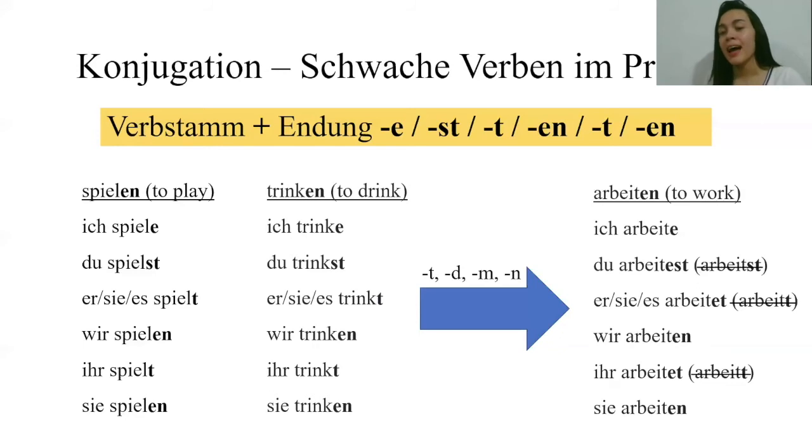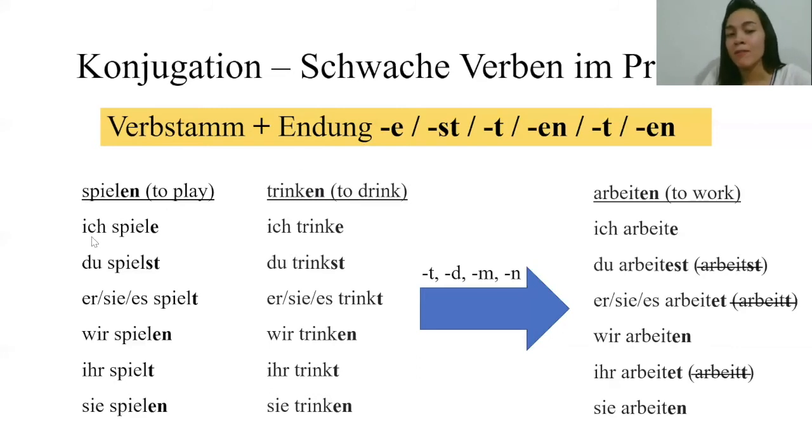And that gives us a hint how we have to conjugate regular or weak verbs. The rule here is that you take the Verbstamm. The Verbstamm in English is the root of the verb. What is the root of the verb? In spielen, the root of the verb is spiel. In trinken, the root of the verb is trink. So it's the verb itself, but without the ending en. That's the root of the verb. And you add the fitting ending.